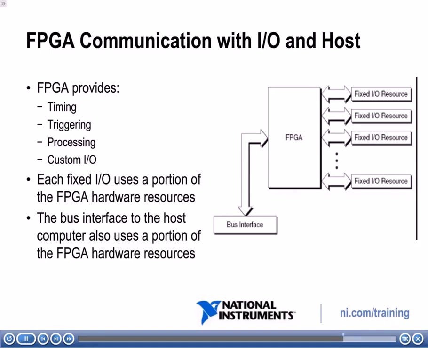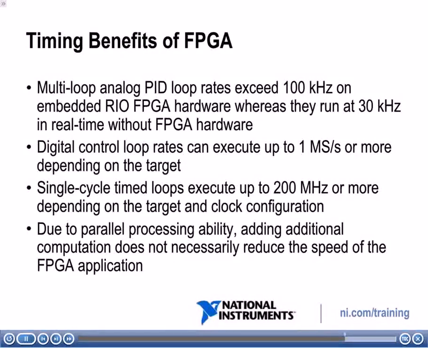Let's look at some of the timing benefits of FPGAs. Let's take an example of a multi-loop analog PID loop rate. On FPGA, these loop rates can exceed 100 kilohertz, whereas if you're running this on a real-time operating system, they can only run at about 30 kilohertz. So again, on the FPGA, you're going to get faster speeds.